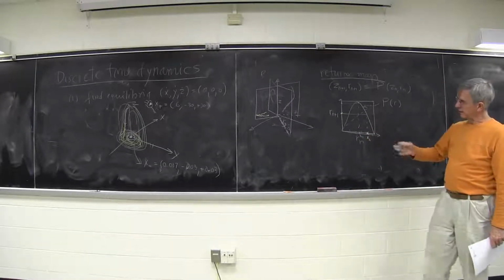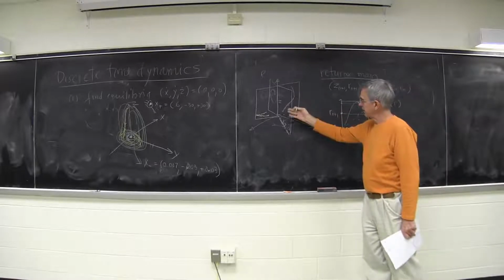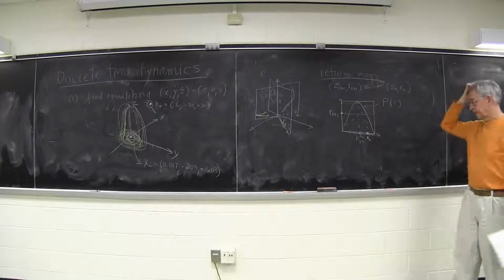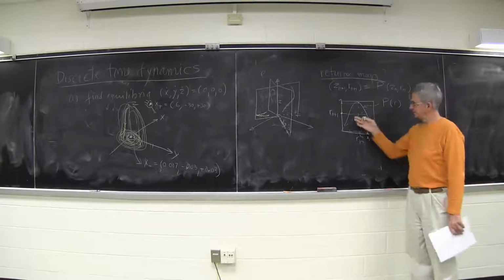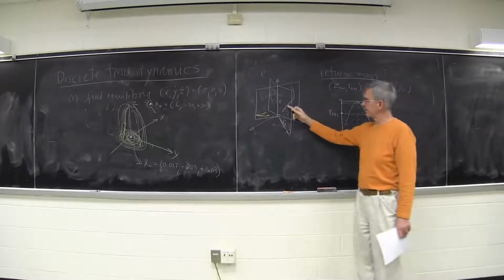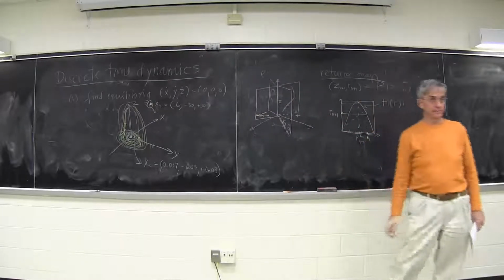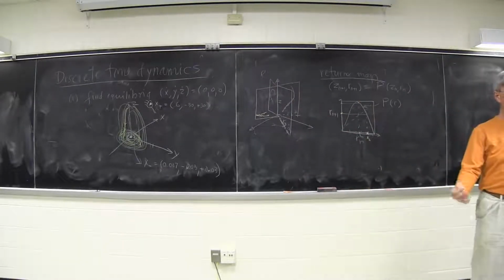But it turns out when you look at long-time behavior, all the interesting stuff is on a one-dimensional curve. So now you're trying to figure out, if you're someplace on this curve, where am I when I come back? And that makes the problem really simple.